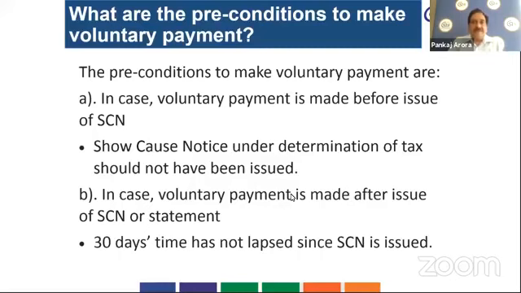So the precondition to make voluntary payment is, if the voluntary payment is made before issue of show cause notice, it should be ensured that no show cause notice for determination of tax has been issued by the department. Or in case the voluntary payment is made after issue of show cause notice, then the 30 days time period should not have lapsed. The voluntary payment and the communication thereof in form DRC 03 should be made within the 30 days time limit from the issuance of such notice by the department.